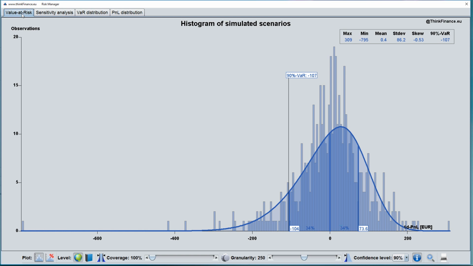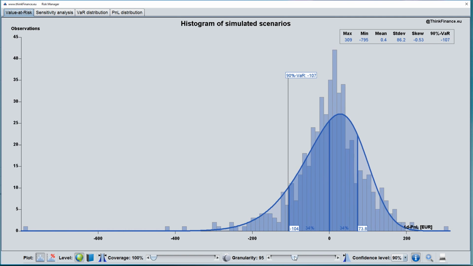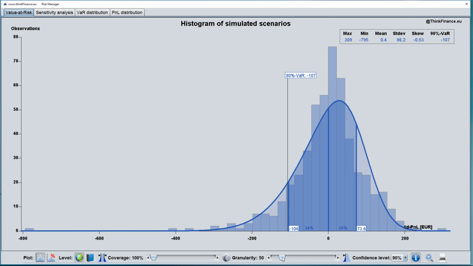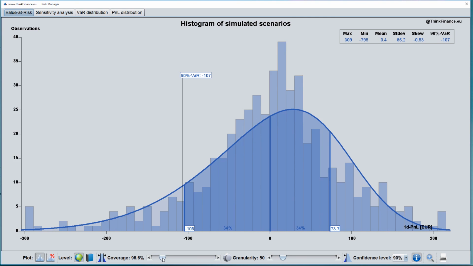The first pane contains the so-called value at risk distribution. So here you see the joint value at risk distribution of the two structured products that I have imported, which is calculated by a historical simulation of the profit and loss over the past 500 trading days. I can customize this plot in terms of granularity of the plot and in terms of coverage of the probability distribution.